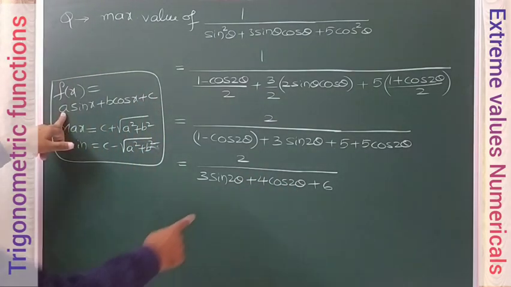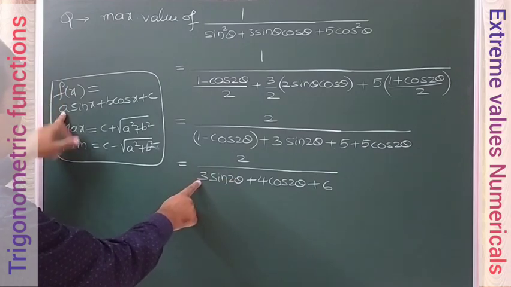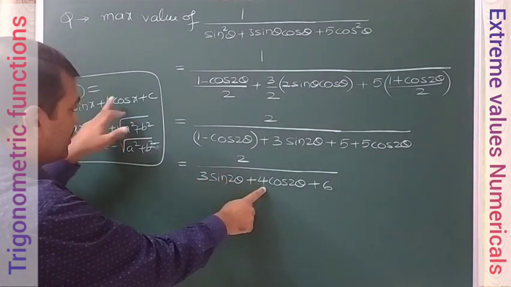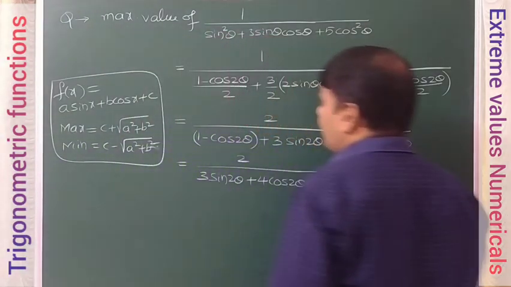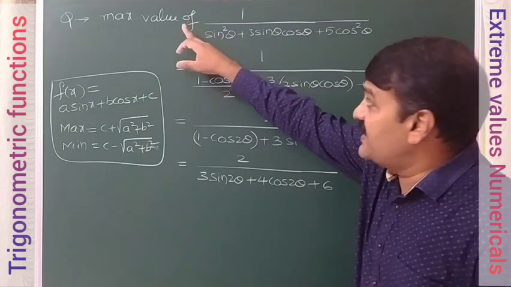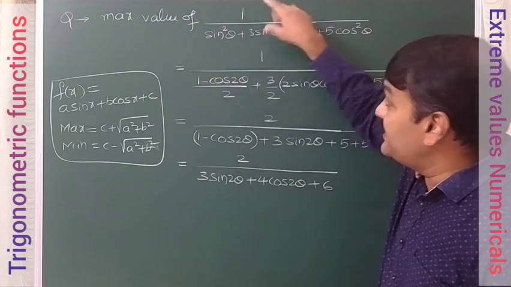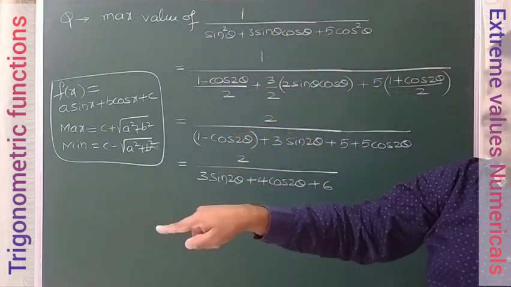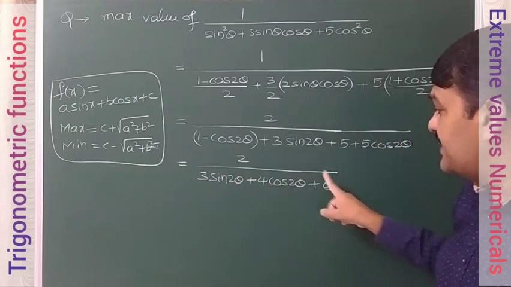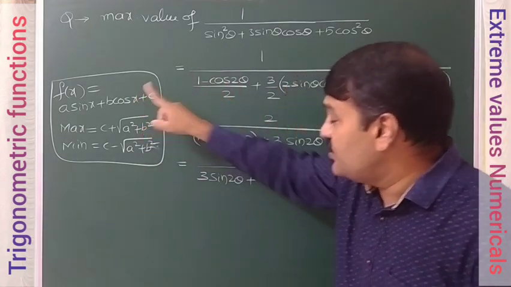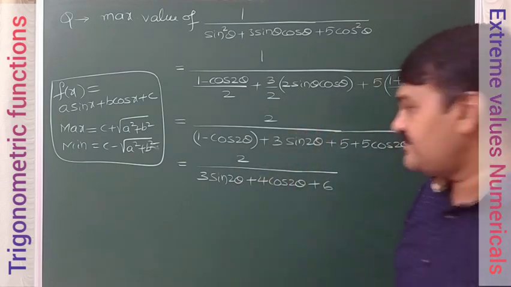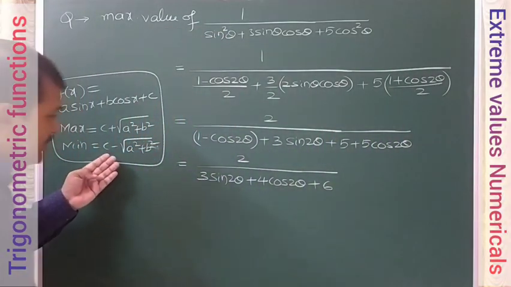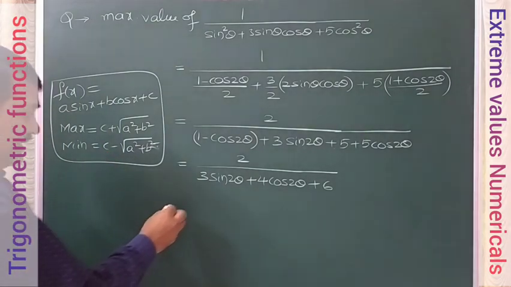In place of a, the coefficient of sine function, 3. In place of b, 4. In place of c, 6. And what we have already discussed is that the maximum value of the function will be obtained when the denominator is minimum. So for this denominator, you have to take the minimum value, and I will directly apply this formula.